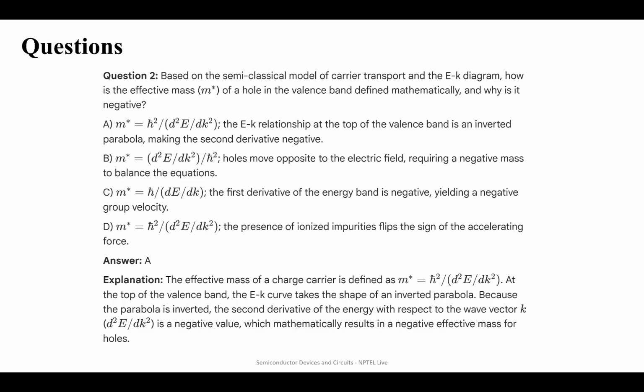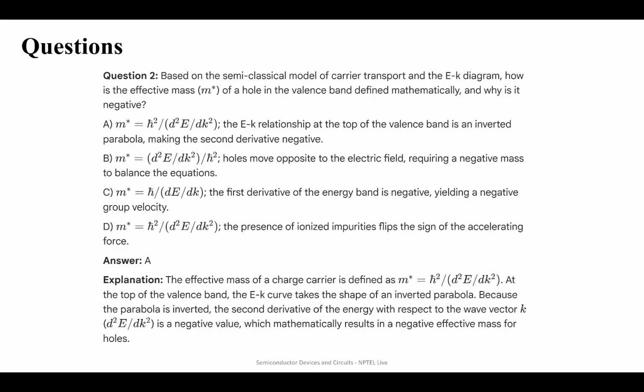So the correct answer would be option A. The effective mass of a charge carrier is defined as m star equals h bar squared divided by d square E by dk square. And at the top of the valence band, the E-k curve takes the shape of an inverted parabola.